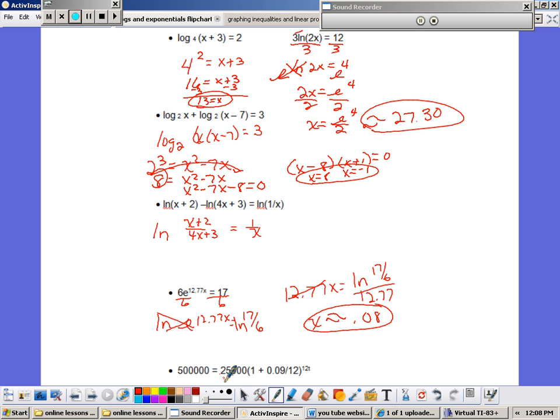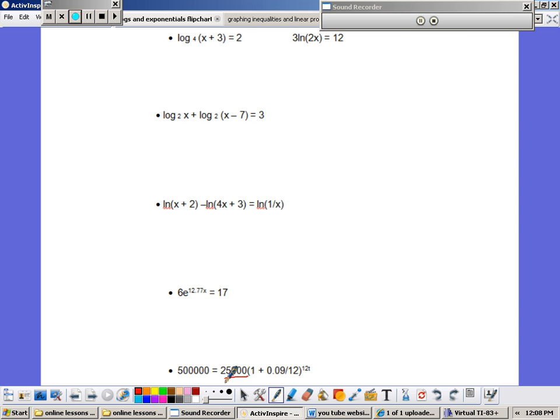Okay, let's go down to this one. First thing I have to do is divide by 25,000. So I have 500,000 divided by 25,000, and I get 20. So 20 is equal to 1 plus 0.09 over 12, raised to the 12t.